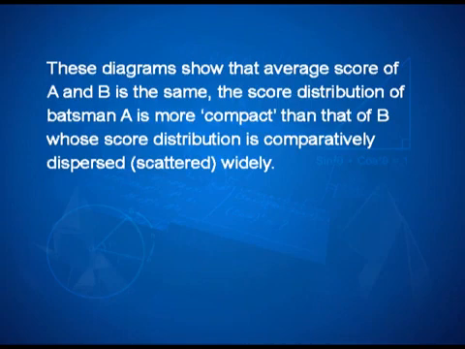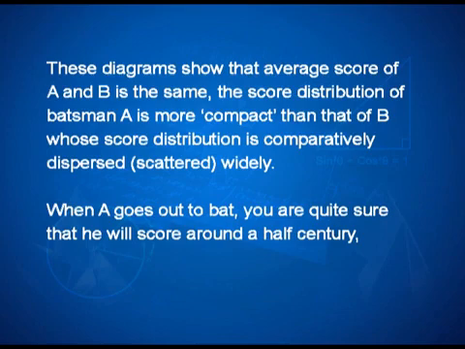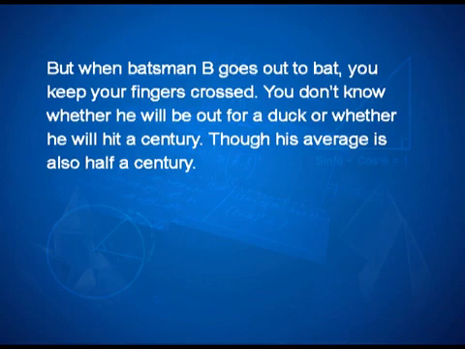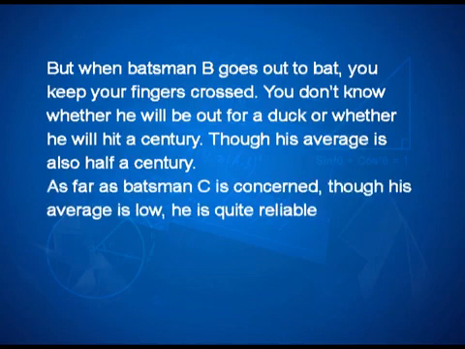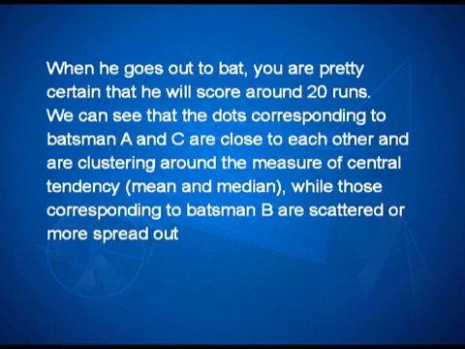When A goes out to bat, you are quite sure that he will score around a half century. But when batsman B goes out to bat, you keep your fingers crossed. You don't know whether he will be out for a duck or whether he will hit a century, though his average is also half a century. As far as batsman C is concerned, though his score is low, he is quite reliable. When he goes out to bat, you are pretty certain that he will score around 20 runs.